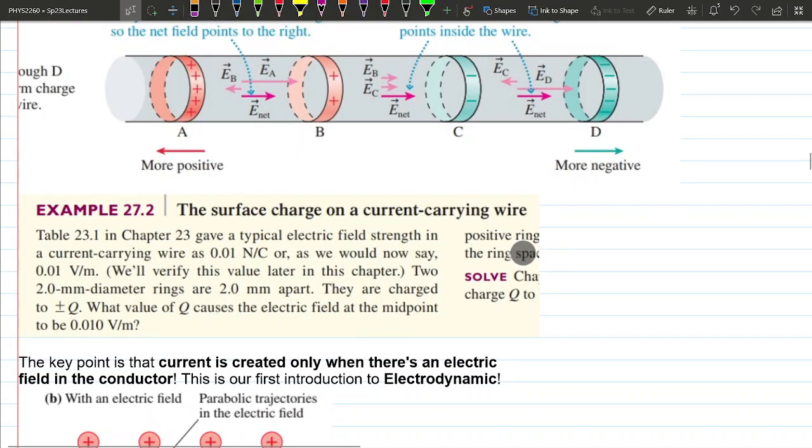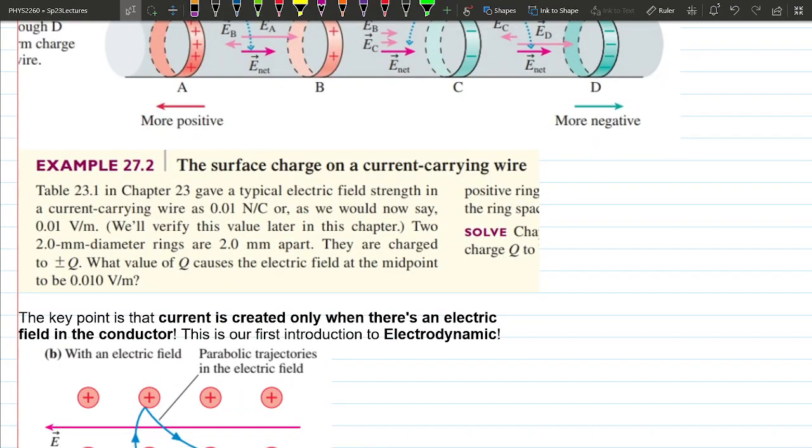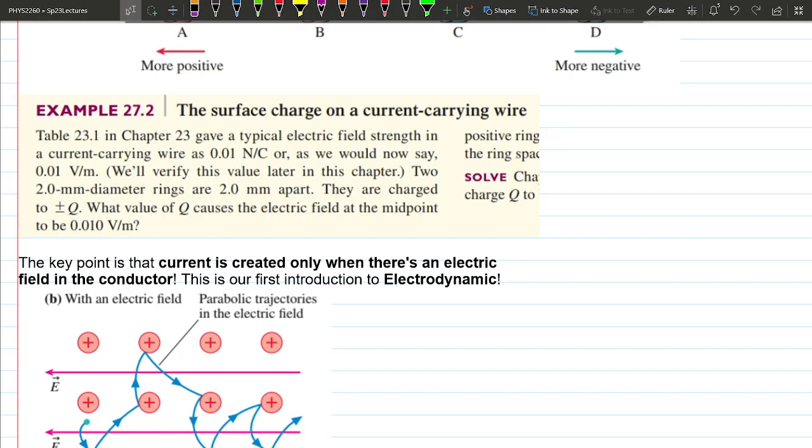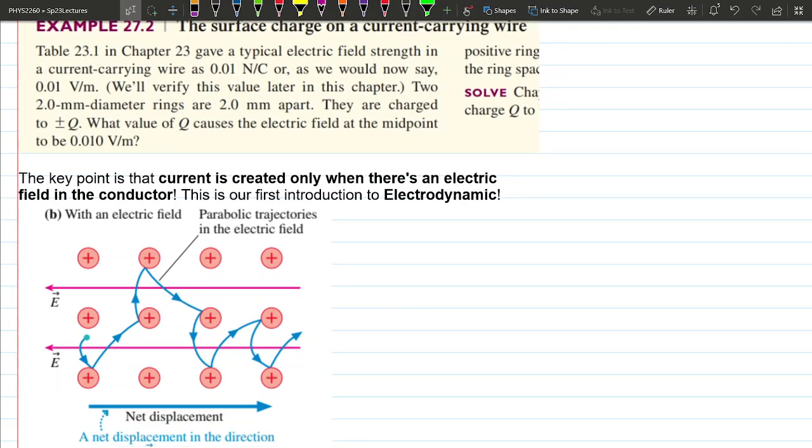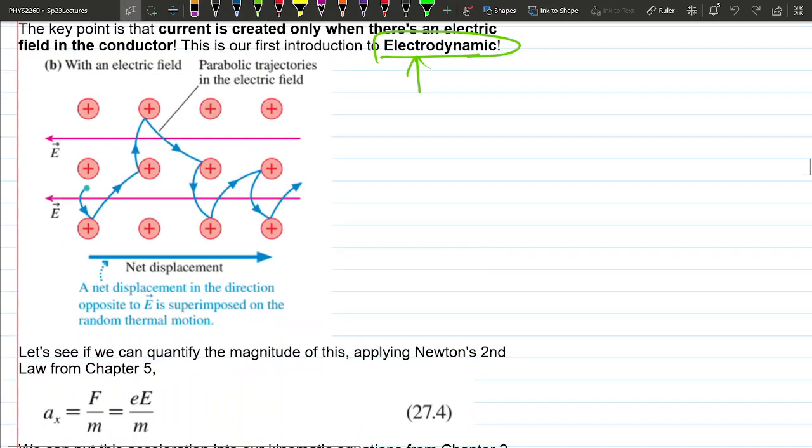There's a couple of examples of this. I just want to finish up this section before we jump into the worksheet. So this is how we establish a current, and this is our first introduction to this idea. Instead of electrostatics, we're going to be doing electrodynamics, okay, meaning the charges are going to be moving around instead of staying still, okay?